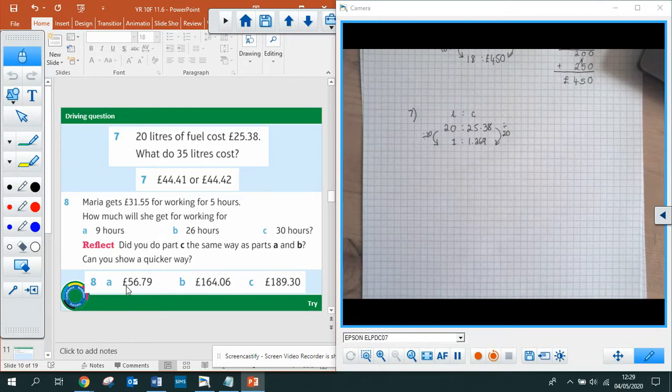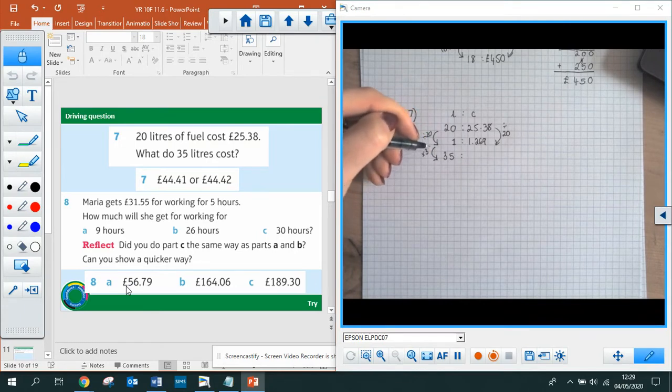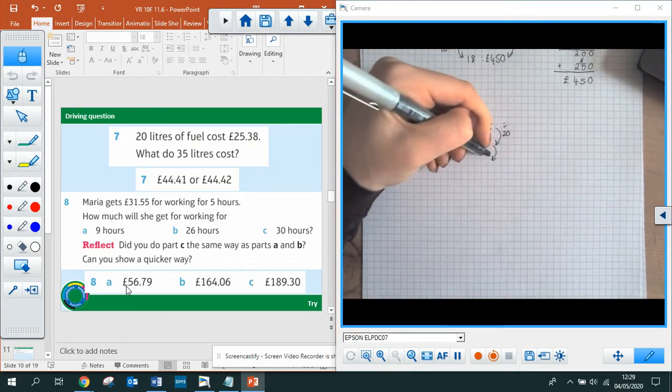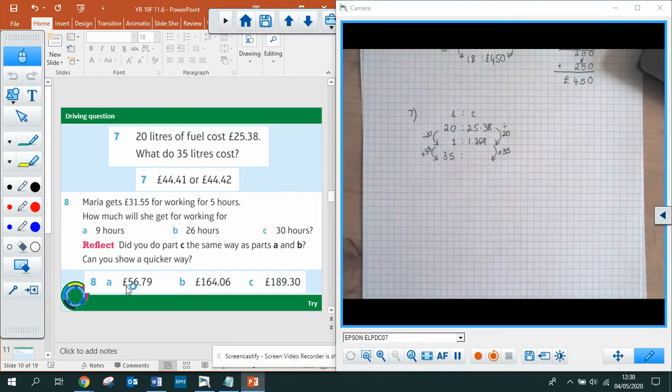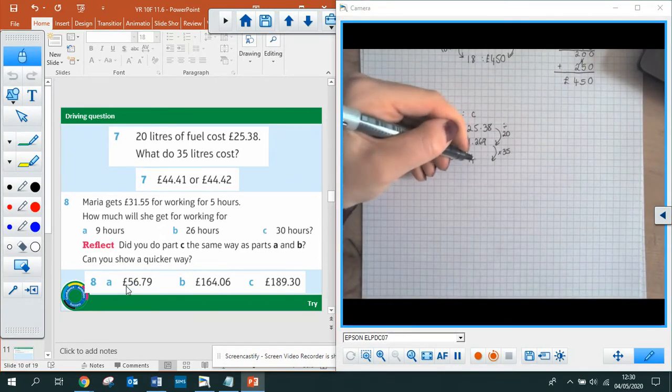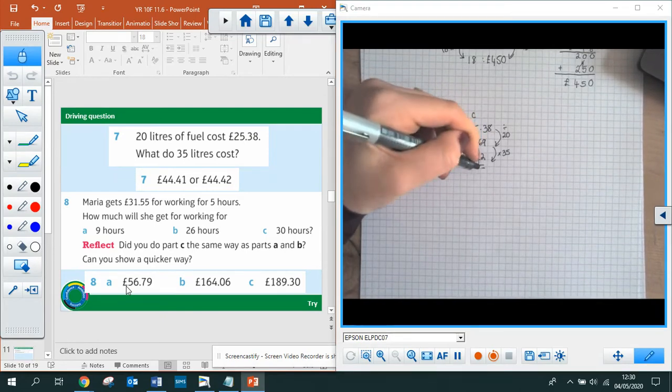The question's asking what does 35 litres cost. So I'm going to put 35 in my litres column. How do I get from 1 to 35? I multiply by 35. So I need to do the same on my cost side to work out how much it will cost for 35 litres. I'm going to do 1.269 multiplied by 35, and my answer on my calculator comes up at 44.415. That will round to 44.42, and that's your answer.